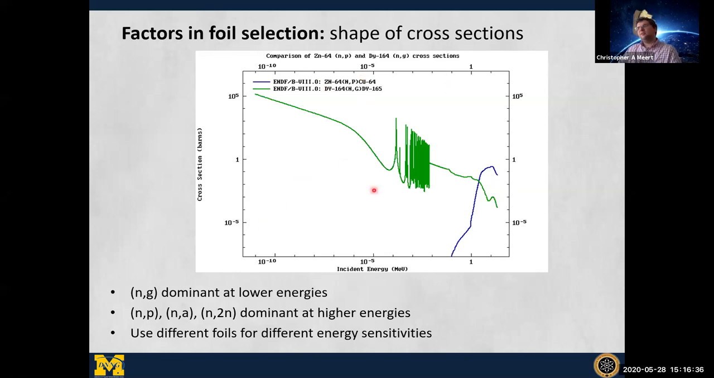You can see already, for example, the (n,gamma) cross-section is much higher at these low energies. The (n,p) sort of turns on at a higher energy that might be more similar to fast neutrons. And you'll see very similarly, a lot of these other reactions may come in at higher energies. But this means you can sort of select your foils to tailor them for different energy sensitivities.